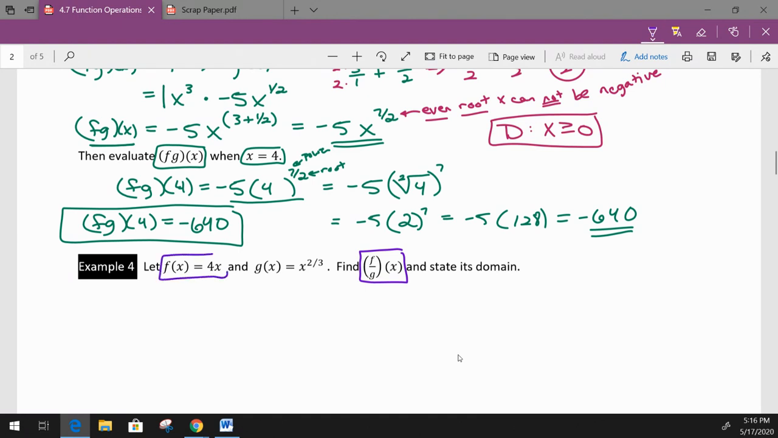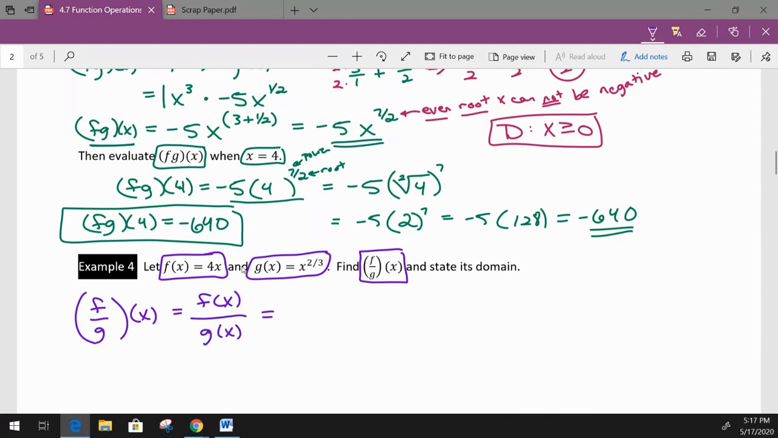This is our f of x function. It's a linear function. This is our g of x function. It is a radical function because we have a cubed root, or there's a root of 3. And when you're writing f over g of x, that means we are dividing the f of x function by the g of x function.